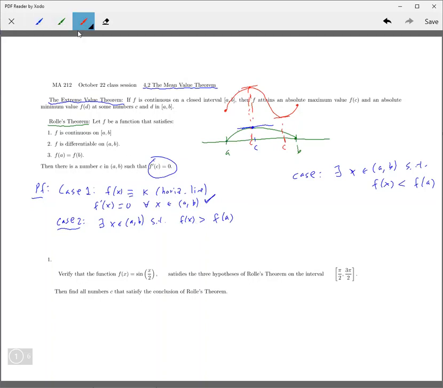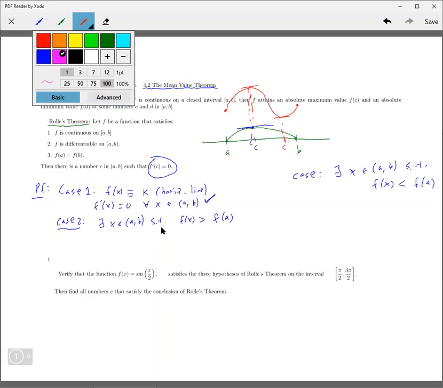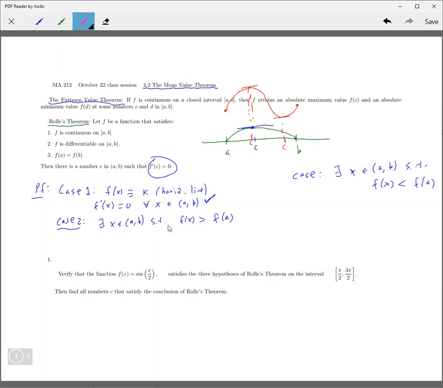So from here, what you would argue is that there is an absolute maximum. Okay, so we'll call this EVT, extreme value theorem. f has an absolute maximum, and that absolute maximum is going to be in the interval.